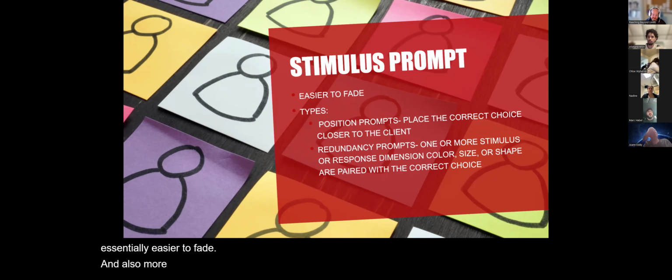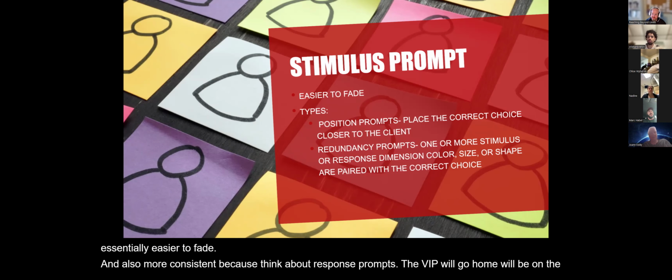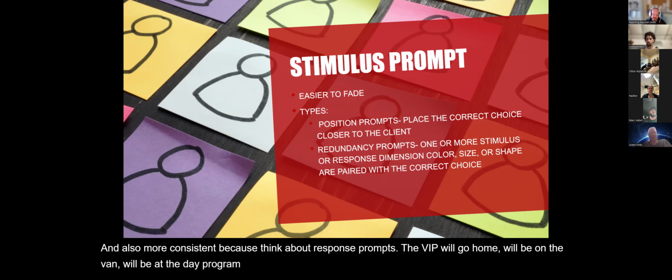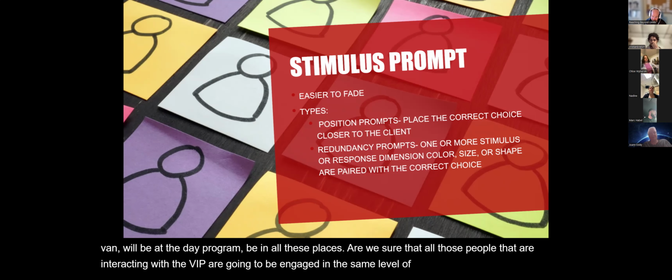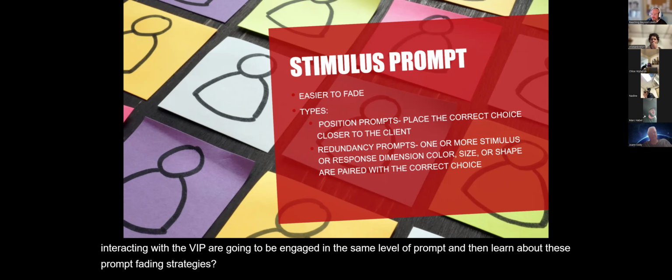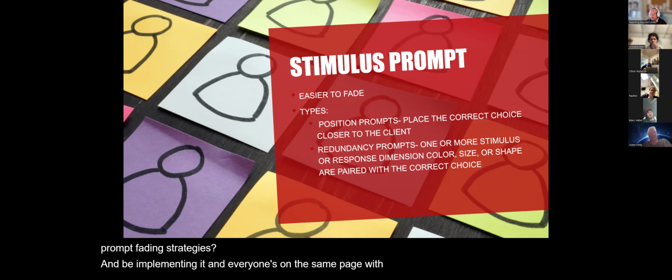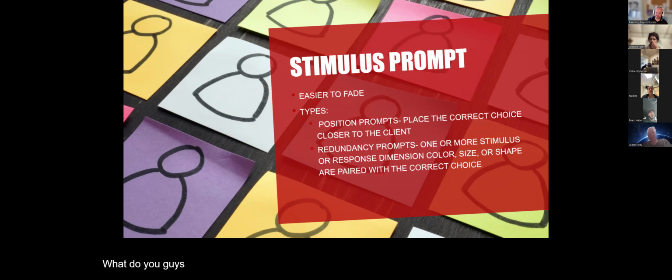Because think about response prompts: the VIP will go home, will be on the van, will be at the day program, be in all these places. Are we sure that all those people interacting with the VIP are going to be engaged in the same level of prompt, and learn about these prompt fading strategies and be implementing them, and everyone's on the same page with it? What do you guys think? No, right? That's going to be very difficult.